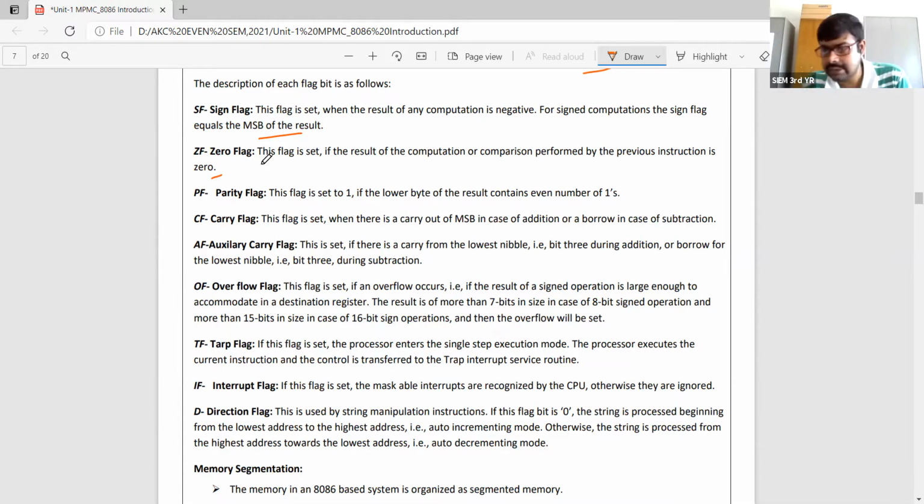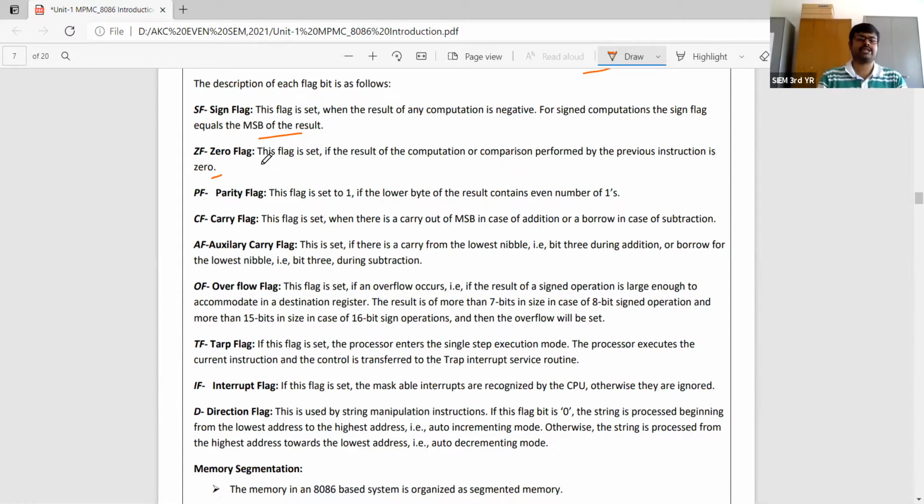Next one, IF, full form is interrupt flag. There are maskable and non-maskable interrupts. So if the interrupt flag is set, the maskable interrupts are recognized by the CPU, otherwise they are ignored.